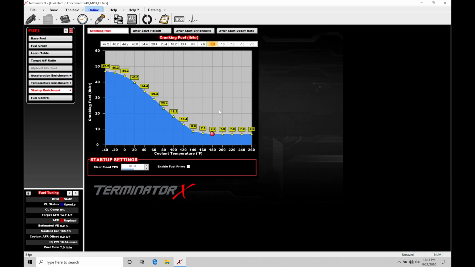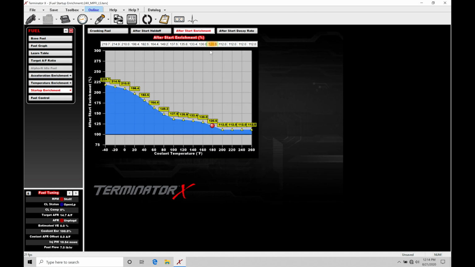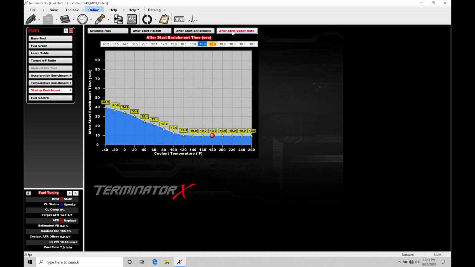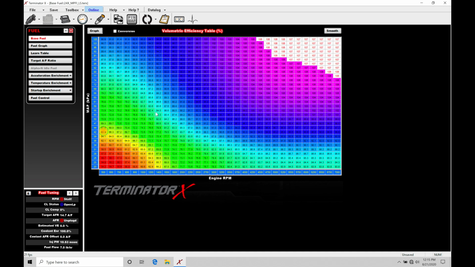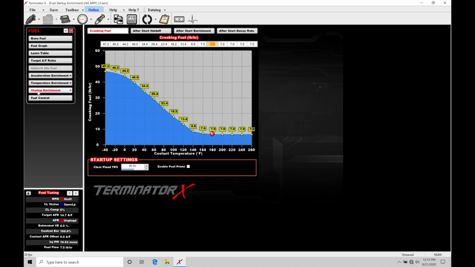If we jump back in here to our startup enrichment, again, we'll find that this is a percentage multiplier against whatever that calculated pulse width is coming from our main table when the engine fires off and runs. Now, this is in terms of percentage. So if we have a value of 100 in our afterstart enrichment, that means we have no modifier. There's no afterstart enrichment being applied. If we have a value of something like 130, that means we're adding 30% enrichment against the calculated injector pulse width, and it's only adding it for a brief period of time that we can specify in our afterstart decay rate table. This table is the time. This is how quickly it dissipates the percentage fuel that it's adding against the main fuel table value it's calculating for injector pulse width. So that should be very clear of how this is going to work.